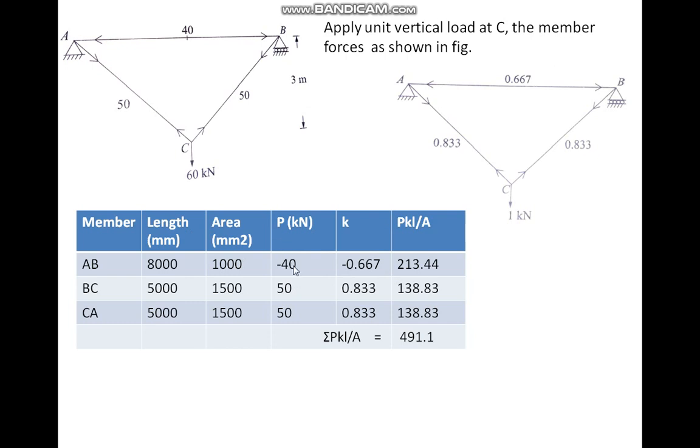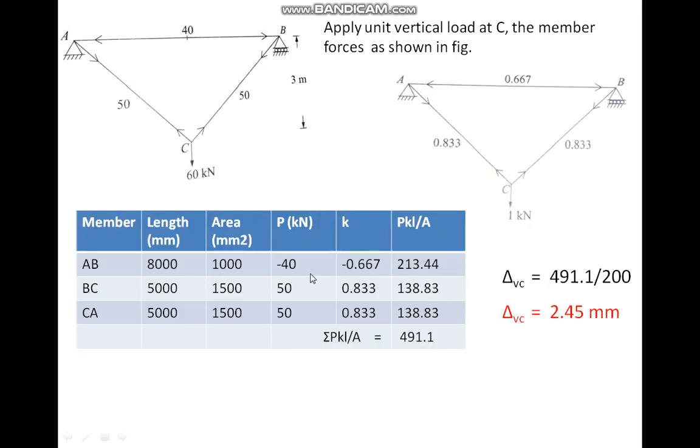P is minus 40, K value is minus 0.667, and L is 8000, divided by 1000. Add all three values; the summation of PKL by A is 491.1. Then the vertical deflection is equal to 491.1 divided by E. E is 200 MPa, so you get 2.45 millimeters of vertical deflection.